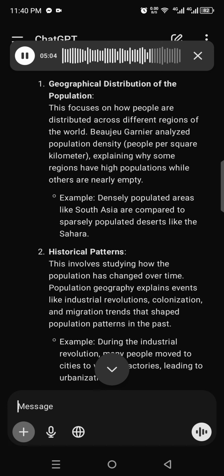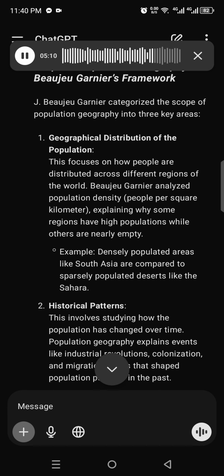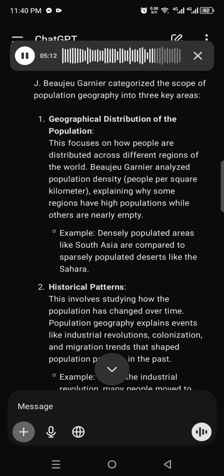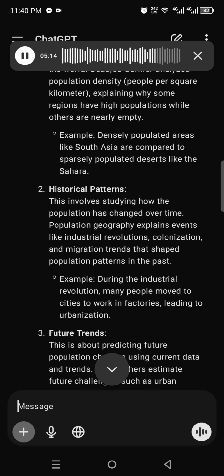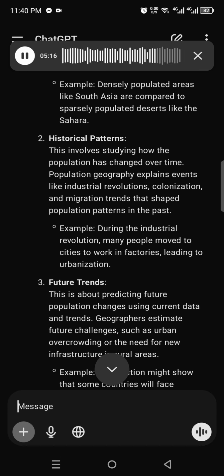Garnier analyzed population density, people per square kilometer, explaining why some regions have high populations while others are nearly empty. Example, densely populated areas like South Asia are compared to sparsely populated deserts like the Sahara. 2. Historical patterns. This involves studying how the population has changed over time.